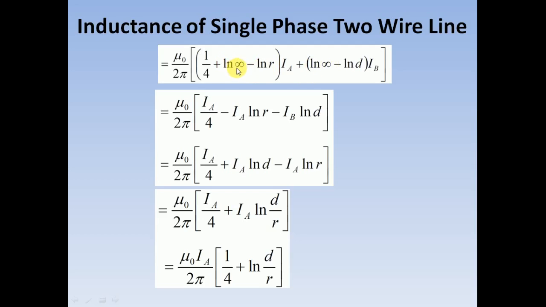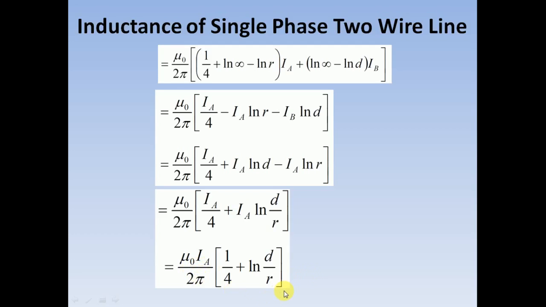In both these terms, natural log of infinity is there. So if you take that in common, then in the bracket you will get IA plus IB. But in the case of a single phase two-way system, the sum of the currents IA and IB flowing through both the conductors is 0. Hence this natural log of infinity term doesn't exist. So for the simplification, we will get the term mu 0 by 2 pi, IA by 4 minus IA natural log of R minus IB natural log of D. Instead of IB, I can substitute minus IA. Then further simplifying, I will get the expression like this. From this expression, I am taking IA in common.